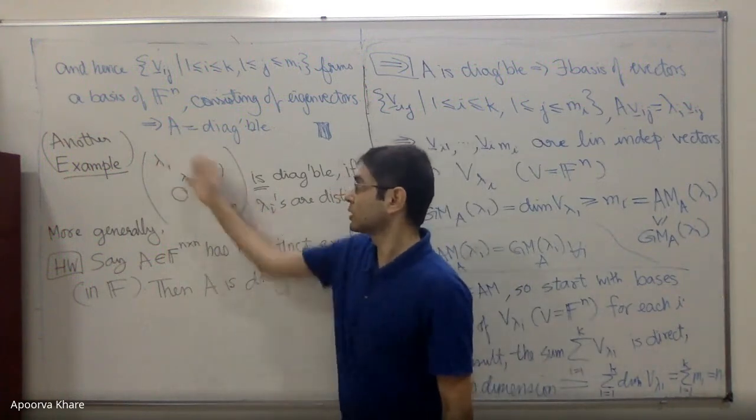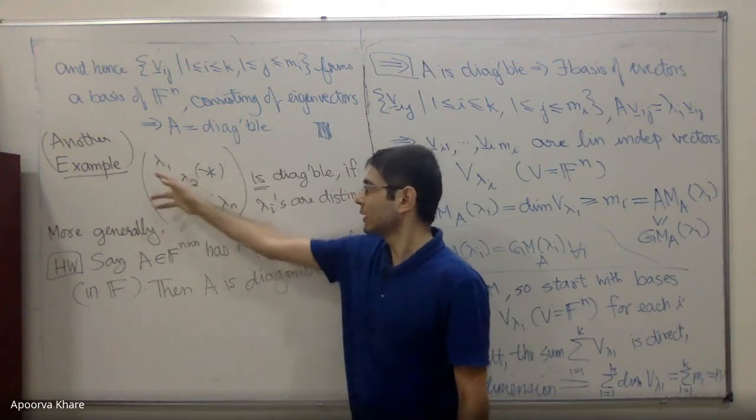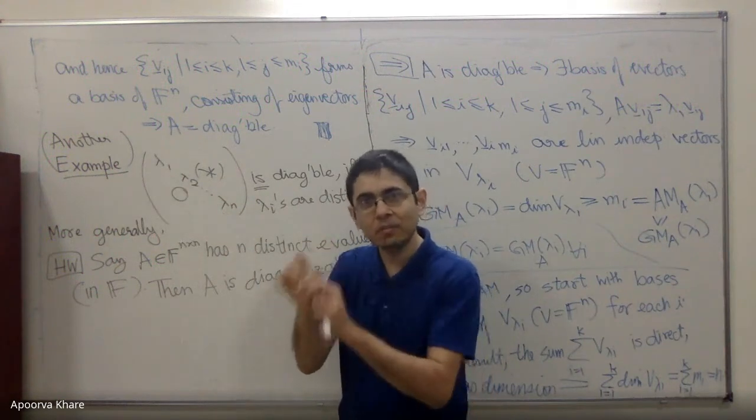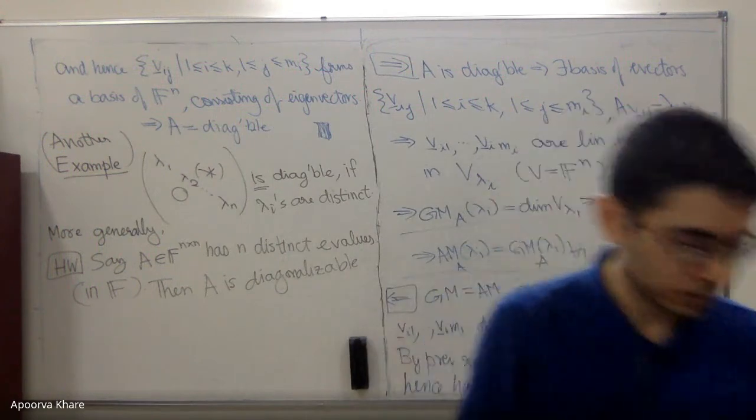So even if it looks very, very non-diagonal, like a completely upper triangular matrix, but as long as the eigenvalues are distinct, you can find some basis, an eigenbasis. Okay, now I will take a break.